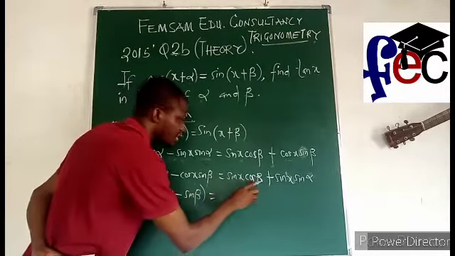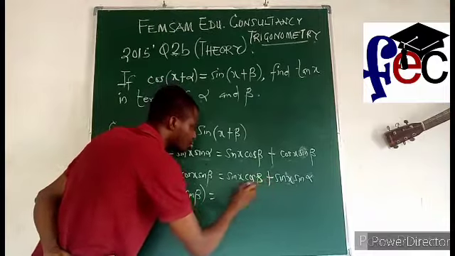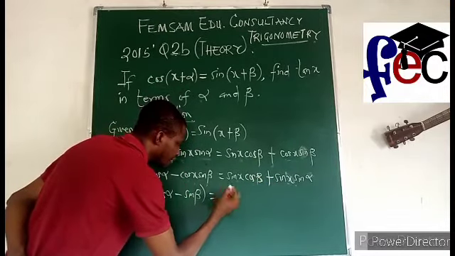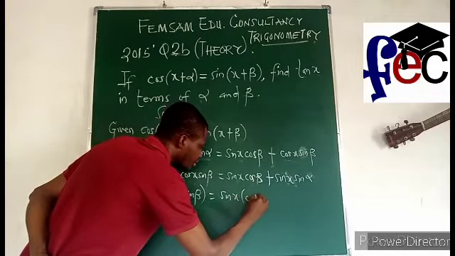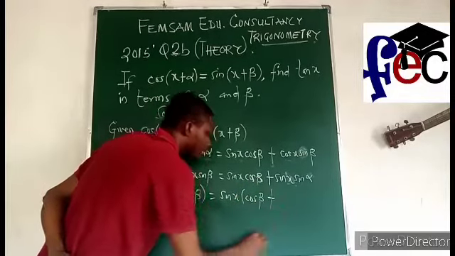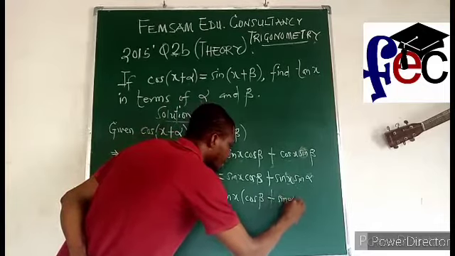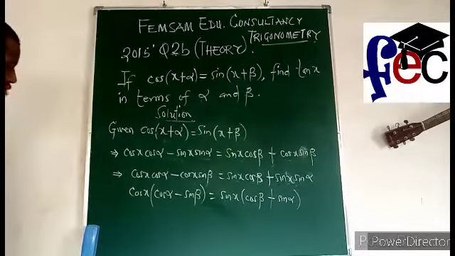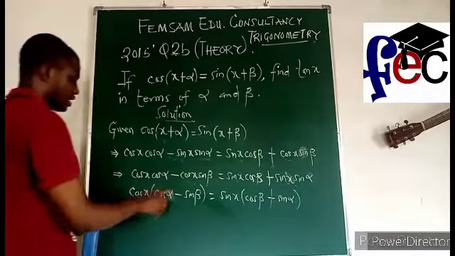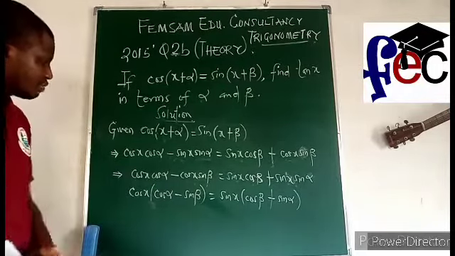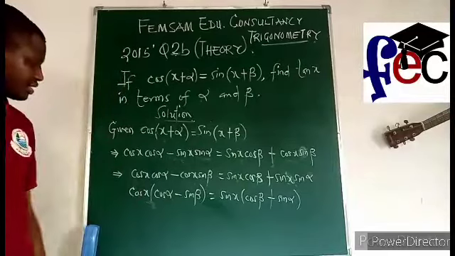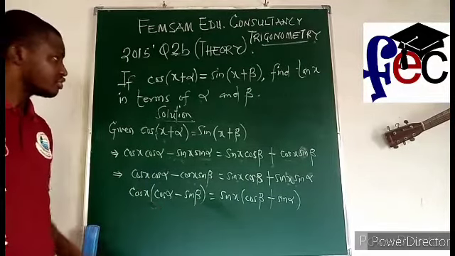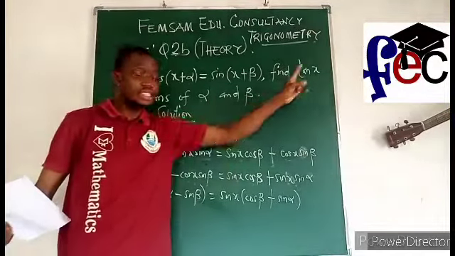Equal to, the same way, sine x is common to these two terms. I can bring it out, I can factor it out. Sine x, I'll be left with cos beta plus sine alpha. So now, look at this. You will realize that I have been able to isolate sine x and cos x. Little by little, tan x is coming to play.